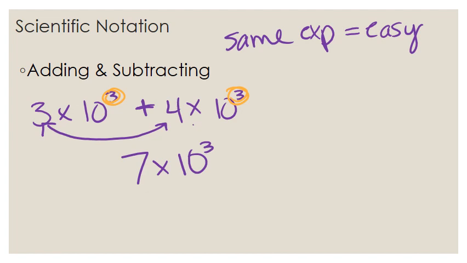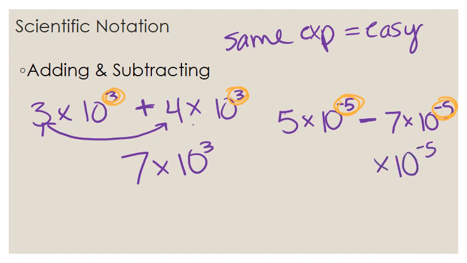Let's look at subtraction as well. So let's say I have 5 times 10 to the negative fifth, and I'm subtracting 7 times 10 to the negative fifth. So far, pretty easy. They have the same exponents. So I'm going to keep that times 10 to the negative fifth, but I'm going to subtract. I'm going to have 5 minus 7, which leaves me with a negative 2. Quickly double check. 2 is between 1 and 10, so that's good. And 7 is also between 1 and 10, so that's good as well.